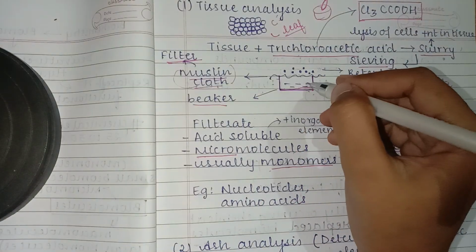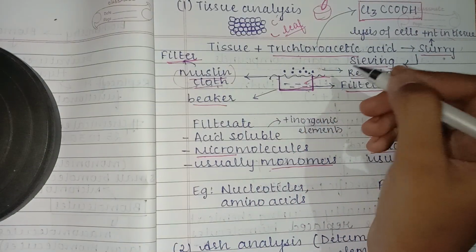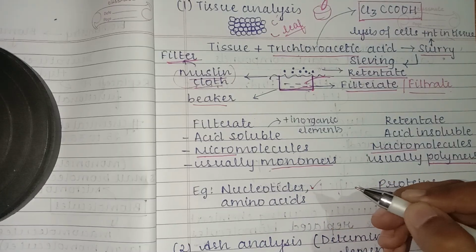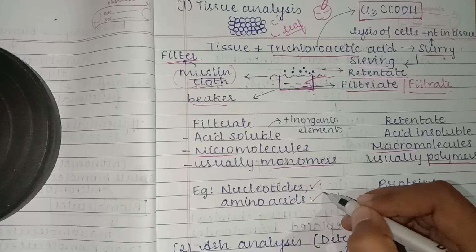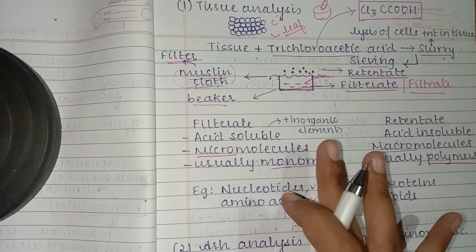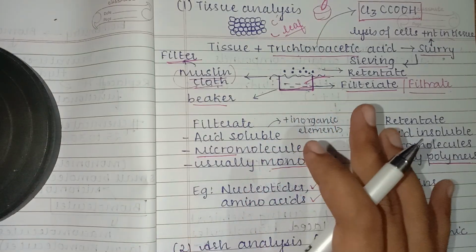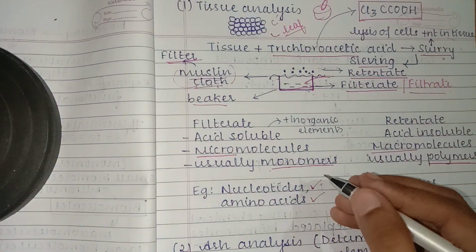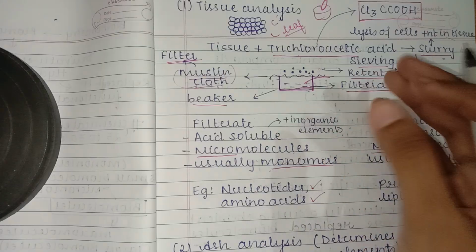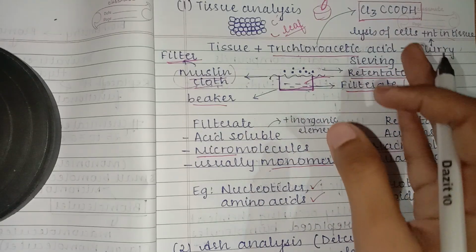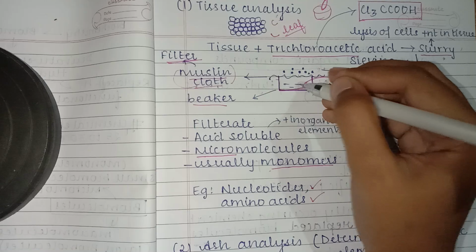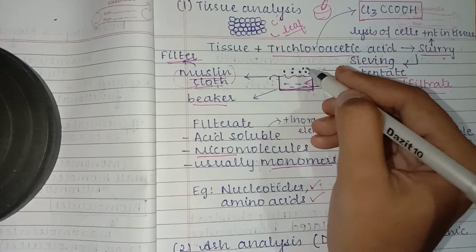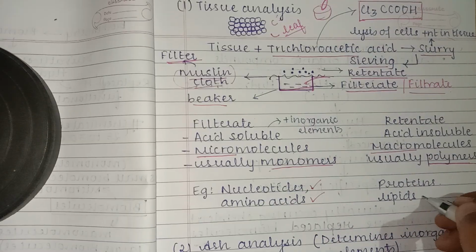What can we find over here? It can be nucleotides. It can be amino acids. We will study these components in detail in the further lectures, but for now you understand that there will be something called nucleotides and something called amino acids inside the beaker. And on the muslin cloth what we can expect is proteins and lipids.